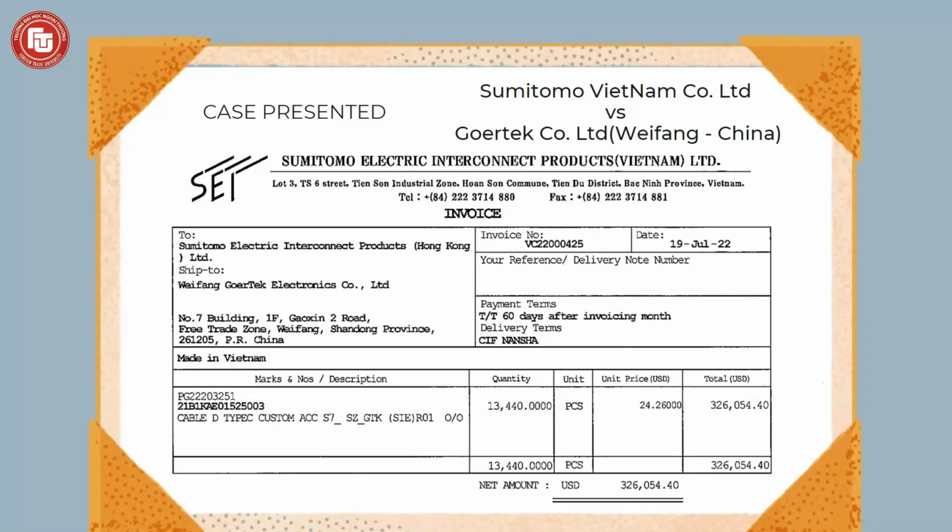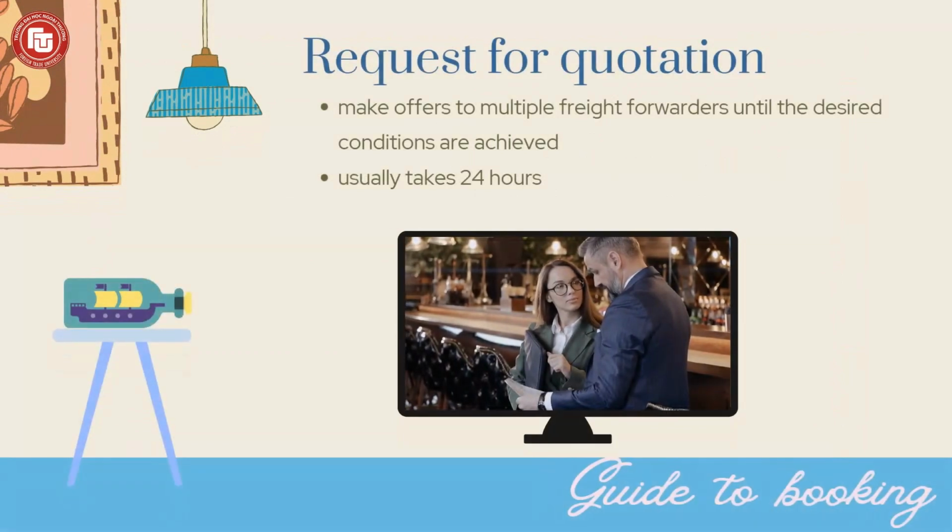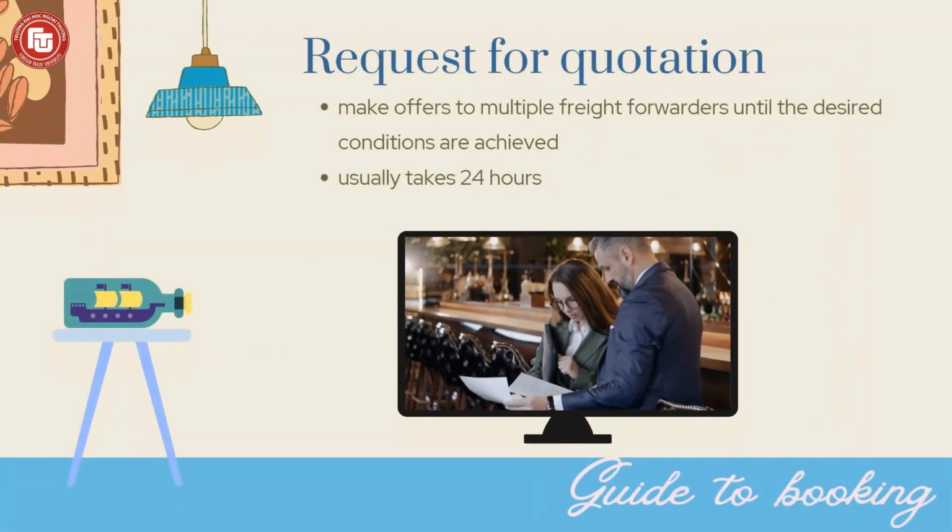Purchase order number VC220000425 and its signature and date of signing. The commercial invoice will later be issued by the seller to the freight forwarder to provide necessary information for booking. The second step, request for quotation.